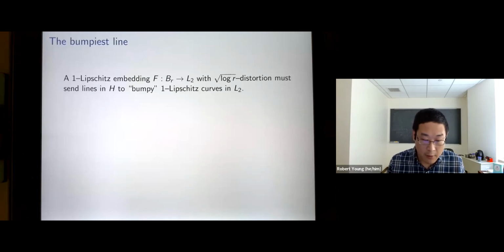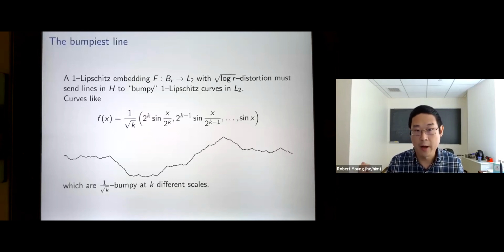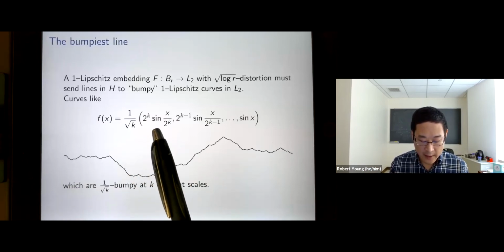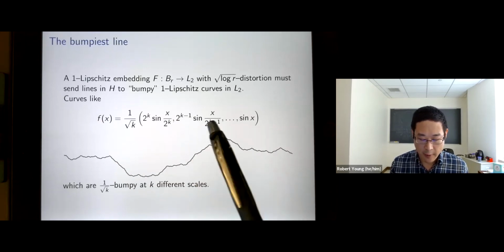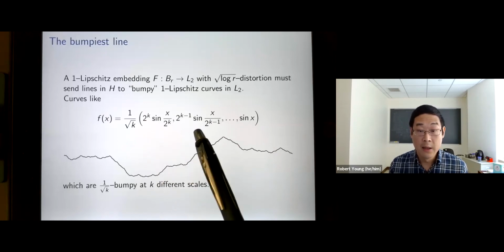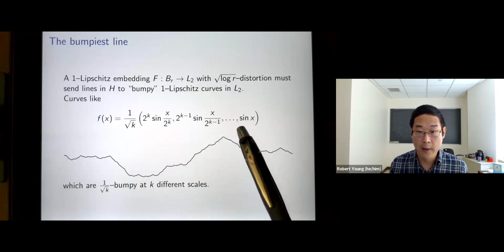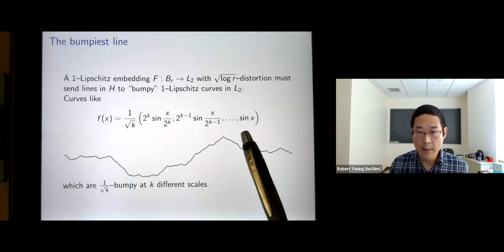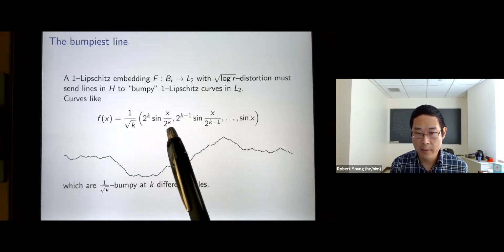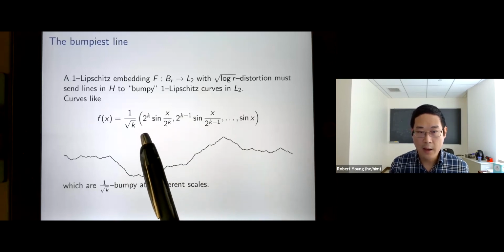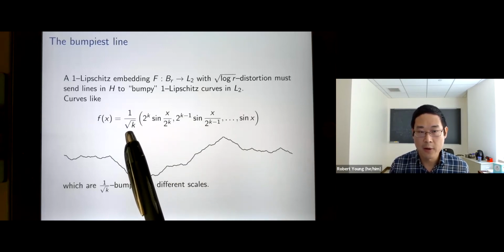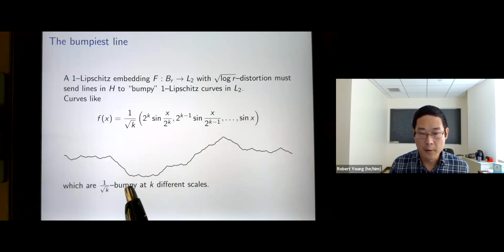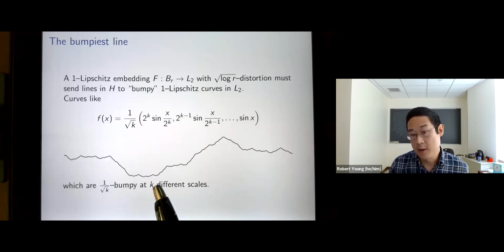For instance, how do we construct bumpy curves? Well, one thing you can do is a Weierstrass type construction. You can draw a curve like this by defining a bunch of functions that oscillate with different frequencies. So here, this has wavelength about 2 to the k, wavelength 2 to the k minus 1, all the way down to wavelength 1. Each of these coordinate functions is one Lipschitz. So if we want a function where the coordinates are like this, we need to normalize by a factor of 1 over root k in order to make the whole function one Lipschitz. But if we do that, we get a curve like this. This is a curve which is about 1 over root k bumpy at k different scales.